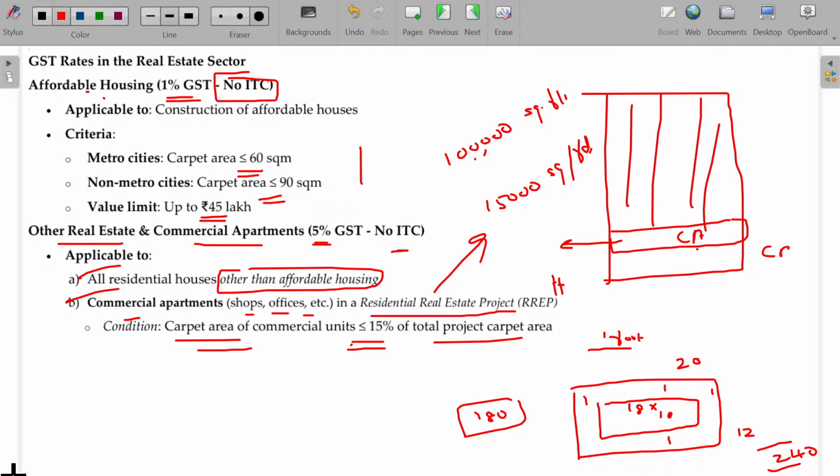When you go for constructing your house property, usually the contractor bills based on this one. 240 square feet constructed, sir, per square feet 3,000 or 2,500, you have to pay me this much. But the carpet area is the area where you can lay your carpet, means the place where you are able to use it. Usable place is called carpet area. Out of the total carpet area, the commercial area's carpet area should be less than or equal to 15%.